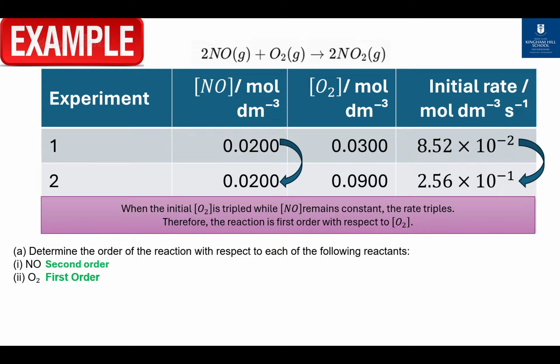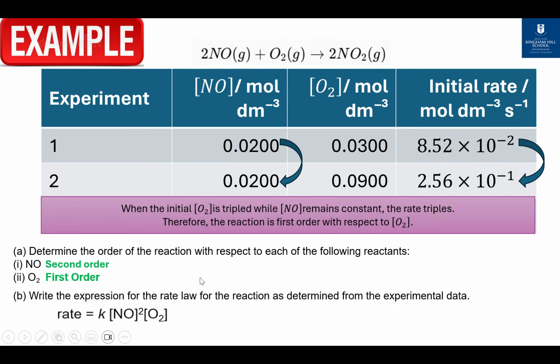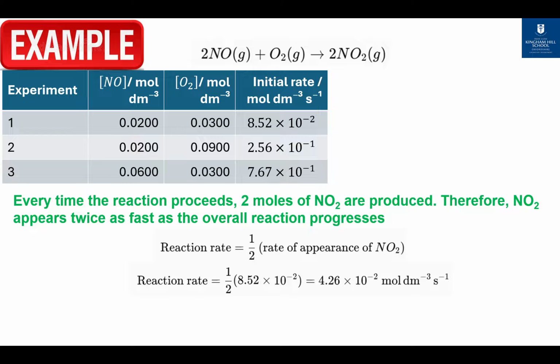So if I want to write down the equation, we have NO and O2, so I can definitely write that here: rate equals k [NO]^2 [O2], and 2 plus 1 is 3. Second order plus first order, 3 is the total order. So we have the answer, the expression of the rate law in that case. Now we need to go to part C as well.